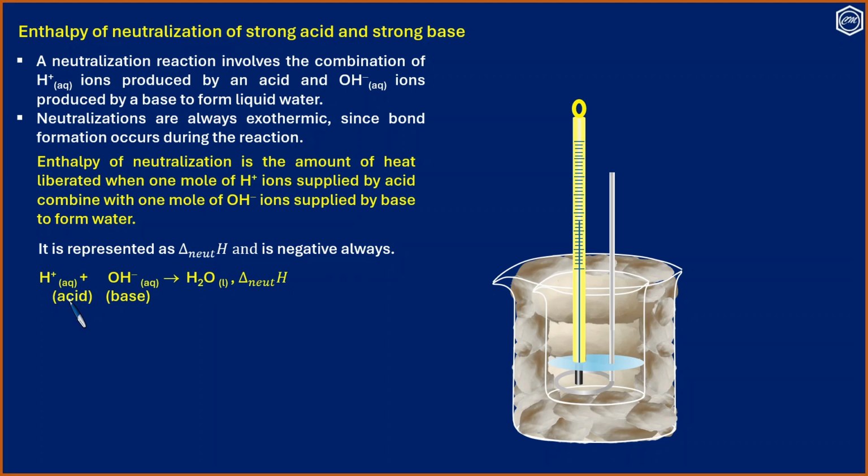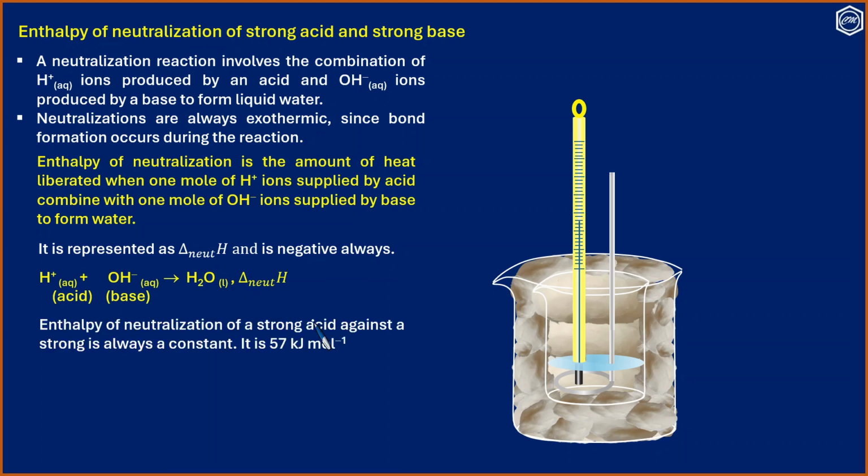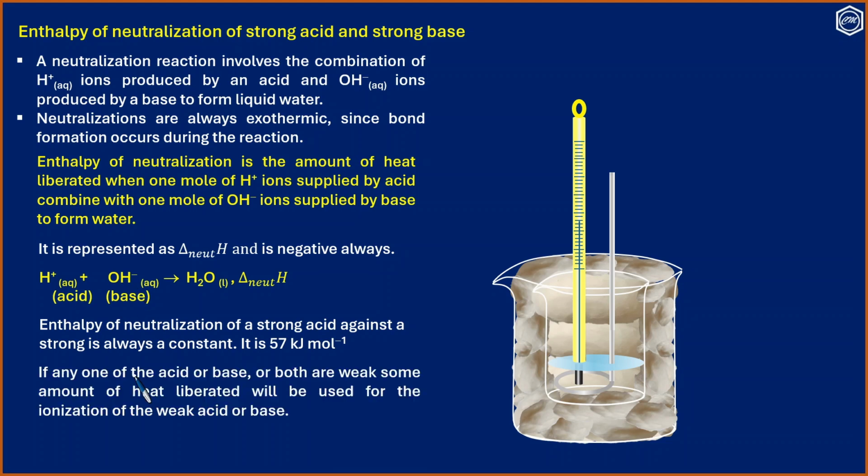So H plus ion from the acid and OH minus ion from the base give H2O liquid. Enthalpy of neutralization of a strong acid against a strong base is always a constant. It is 57 kilojoules per mole. This is because in any strong acid strong base neutralization, the net reaction is the formation of 1 mole of liquid water by combination of 1 mole of H plus and 1 mole of OH minus ions.